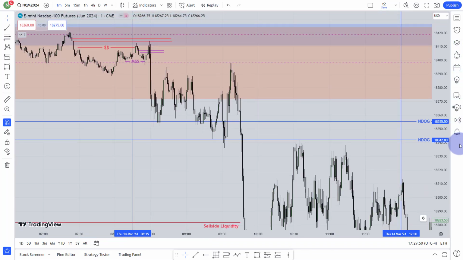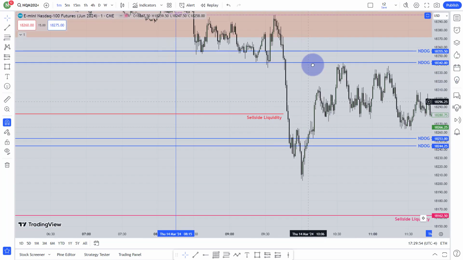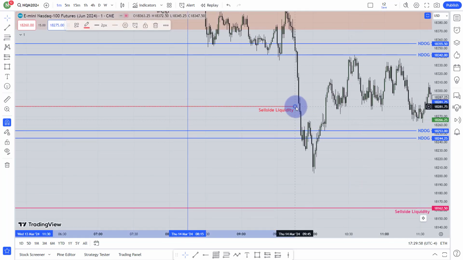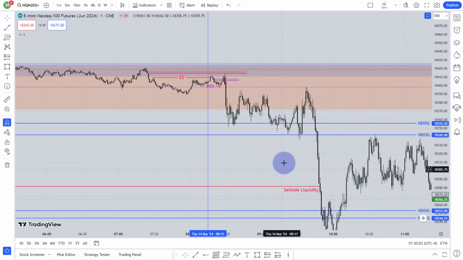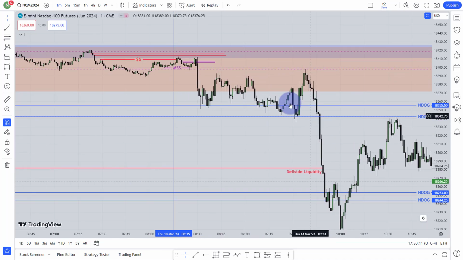Now, after the New York AM session, I'm still bearish. I was bearish until that sell side liquidity. Remember, this is that sell side liquidity from the 15-minute chart. So after that setup, I have to wait until the 9:30 open to take another entry.